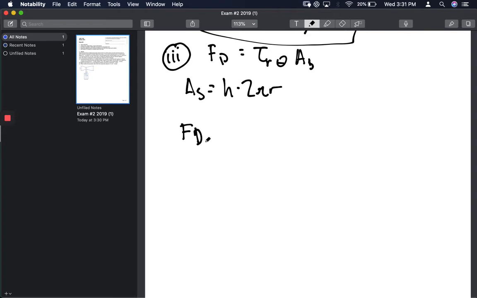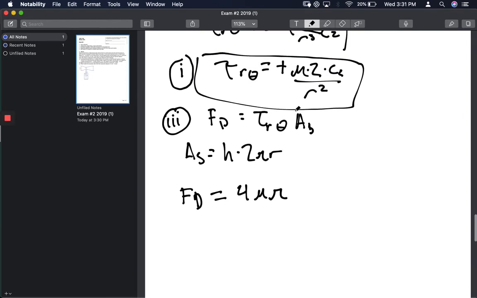it's supposed to be a subscript. It's equal to 4 mu pi h c2 over r. All right, and now we can solve for our constants.